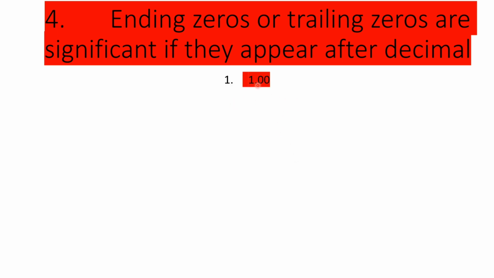1.00. That means this is a decimal number. In a decimal number, you have to count this. It is significant. These two zeros are significant. Therefore, how many significant figures? Three significant figures. So let us consider the next example, that is 500.